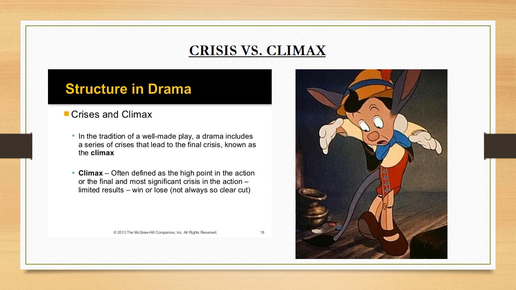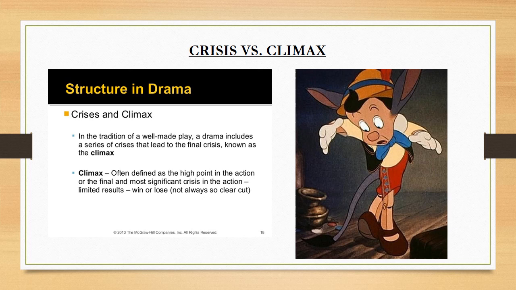The climax, however, is when Pinocchio goes and saves his father, or saves Geppetto from the belly of the whale. To me, that's the climax. So the crisis usually is the moment when everything is lost. You can't get any worse. It's the worst possible outcome.